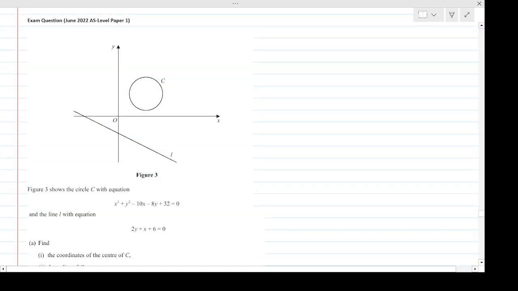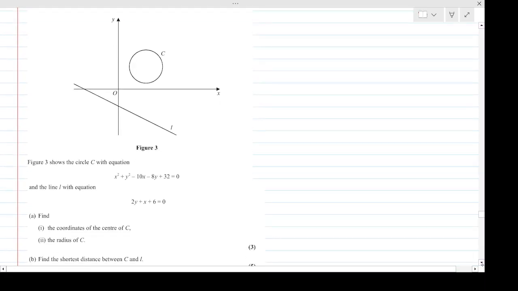Okay, so let's move on to some exam questions. We are given this graph here, figure 3. It shows a circle with that equation and the line with this equation there. So we've got these two equations. For part A, we need to first find the coordinates of the centre of C and the radius. That's a bog standard sort of question: you've got the equation of a circle, and you need to find its centre and its radius.